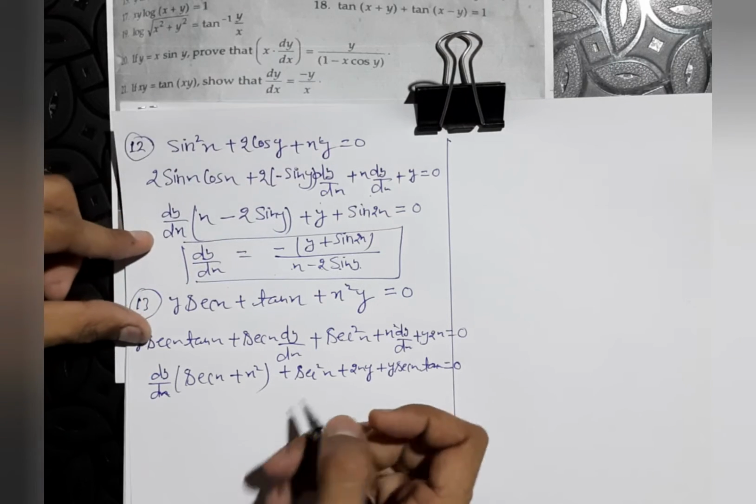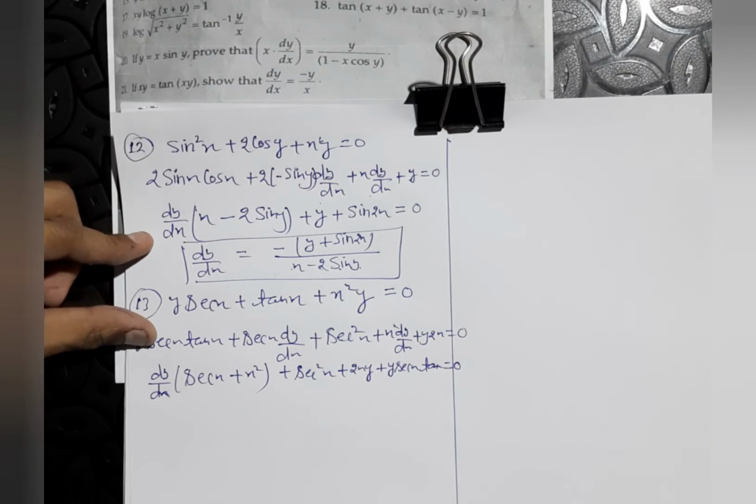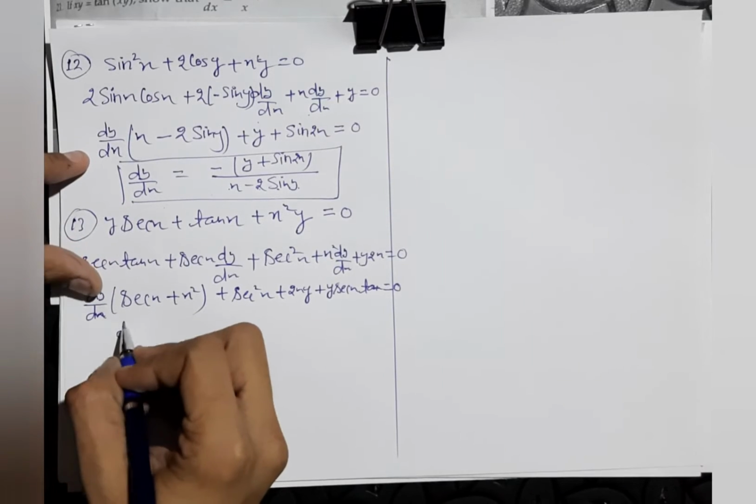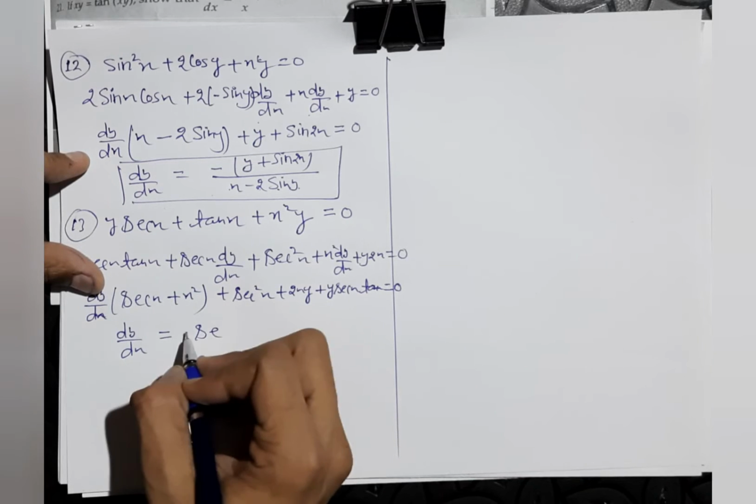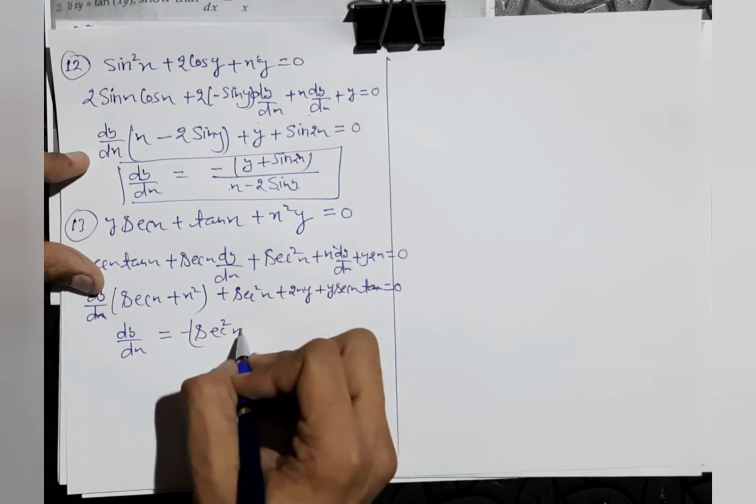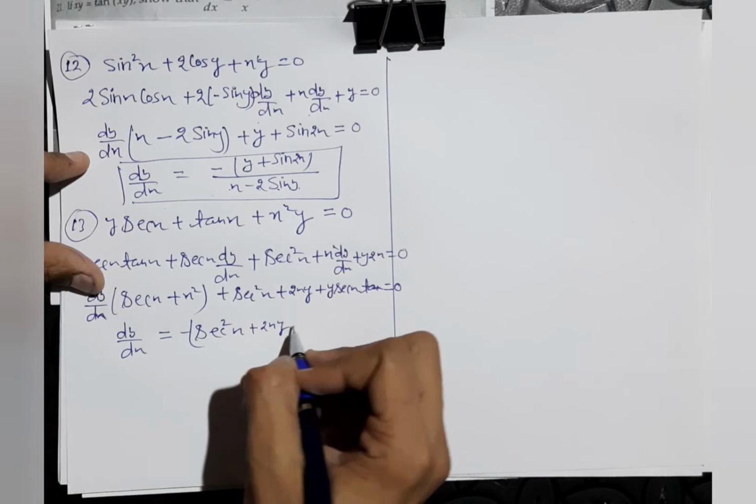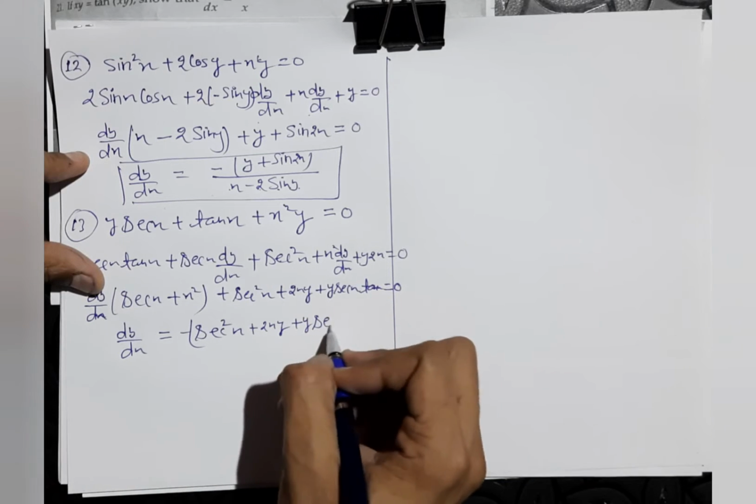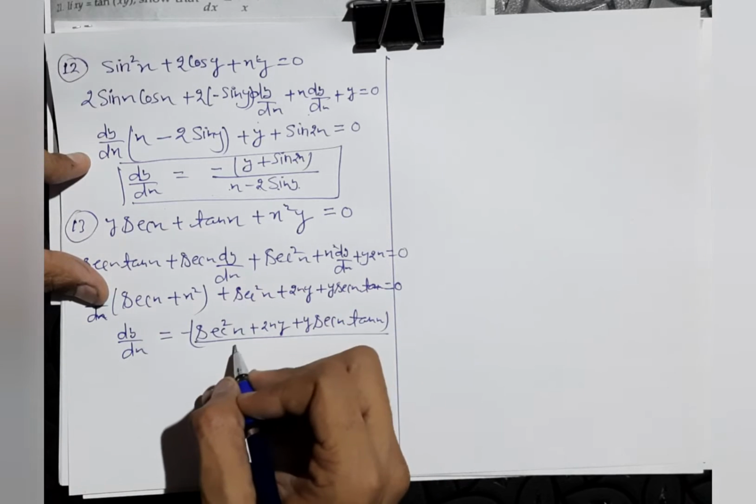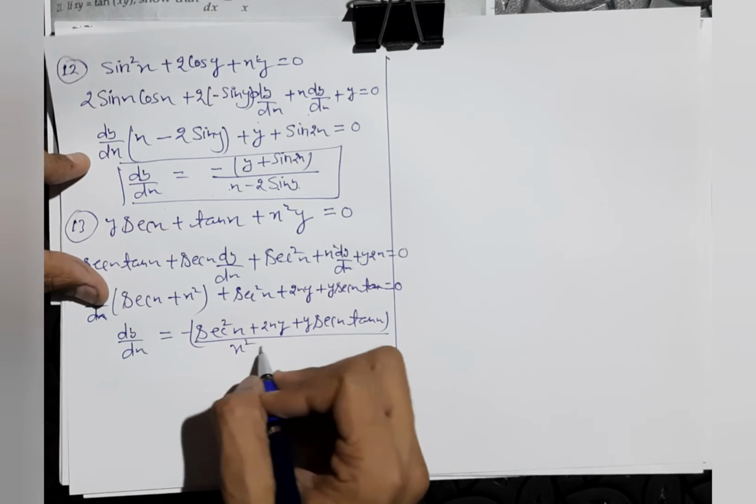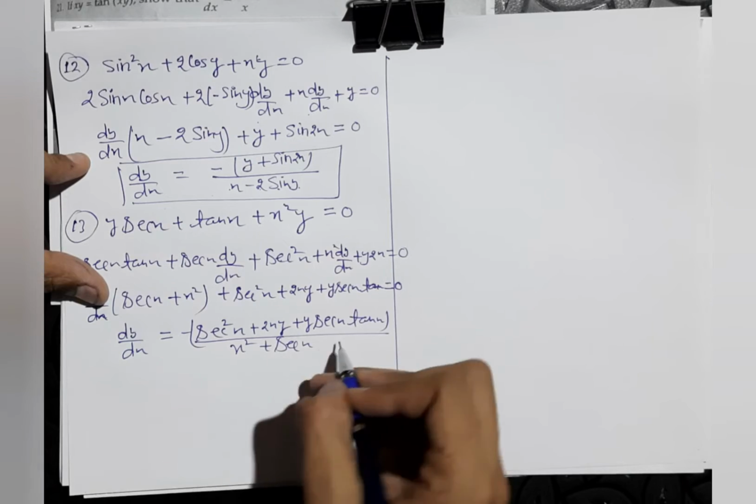So dy over dx equals minus sec square x plus 2xy times sec x tan x, divided by this term. So this is the x square plus sec x. So this is the final answer.